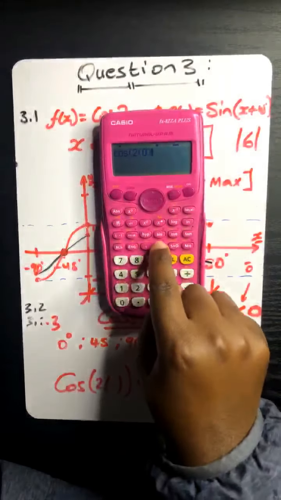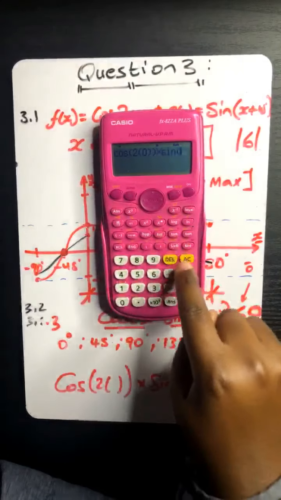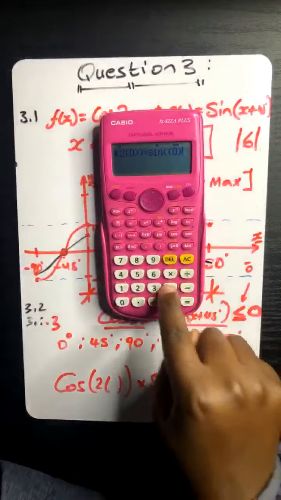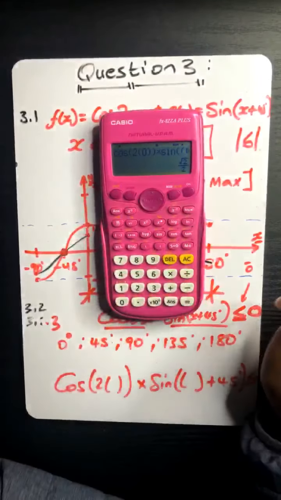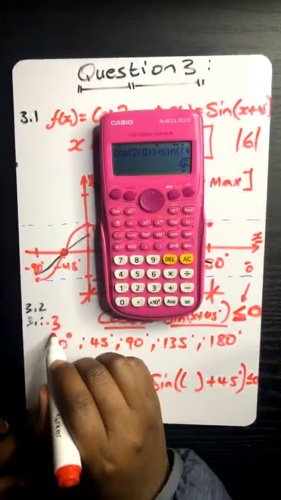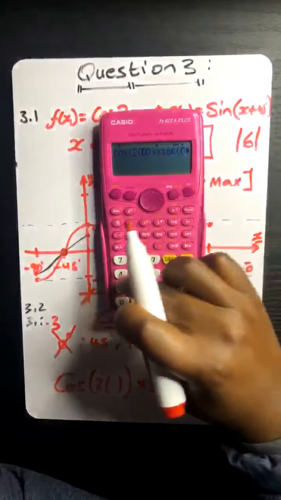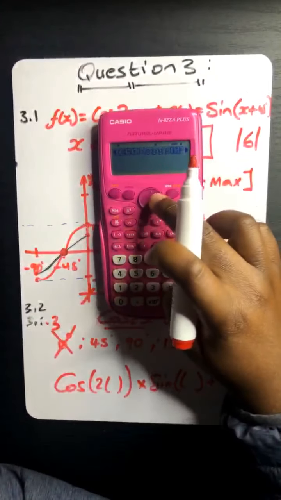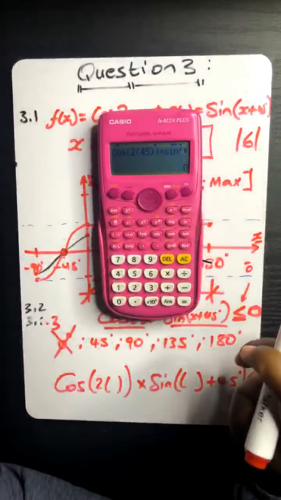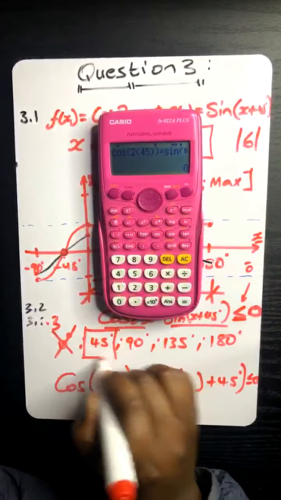I'm going to start with cos 0 and then times sine of 0 plus 45, because I'm testing for 0. For this one, I'm getting a positive value. So that means 0 is not a possible answer. Let's go and edit. Let's try 45. You must edit there and also there and use 45. Can you see I'm getting 0? So this one is a possible answer.